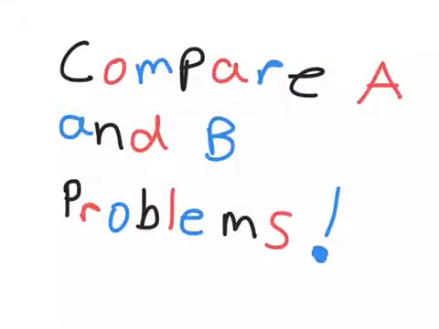Today we're going to learn about compare A and B problems. So, if we have a problem like this, how are we going to solve it? First, we want to read it. Compare A and B if 40% of A is equal to $300 and 30% of B is equal to $400.